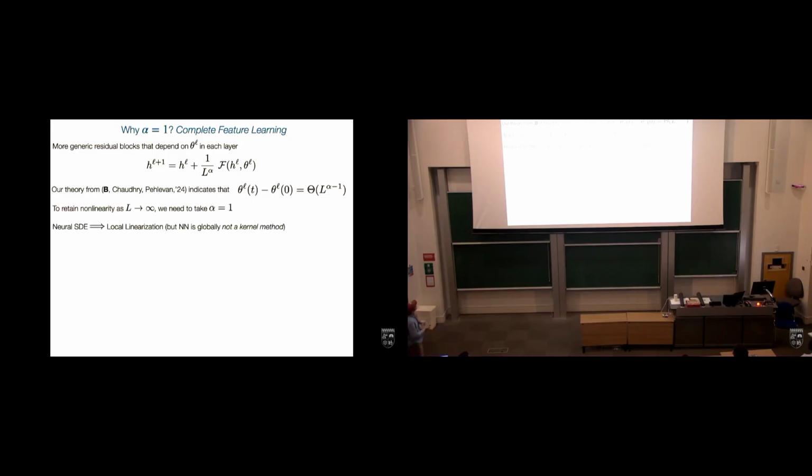Okay, so to retain a nonlinear function through steps of training, I actually need alpha to be 1. If I do what I'm calling the SDE scaling, which would be alpha as a half, I get local linearization. So what does that mean?